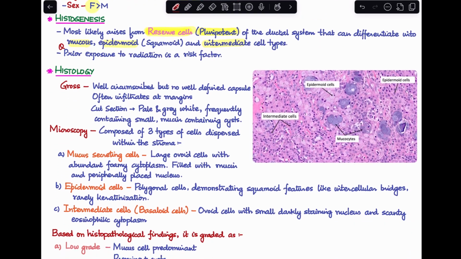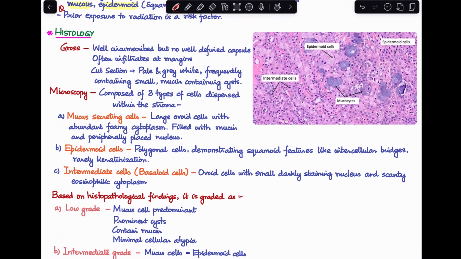Next, let's talk about the histology. When you look at it macroscopically, on gross examination, what do we see? We see a well circumscribed tumor, but it does not have a well defined capsule. That is important to remember. Because of the capsule not being present, it often infiltrates at the margins. And when you look at the cut section of this tumor, we see that it is pale and gray white, and it frequently contains multiple small mucin containing cysts. So that is what is seen on gross examination.